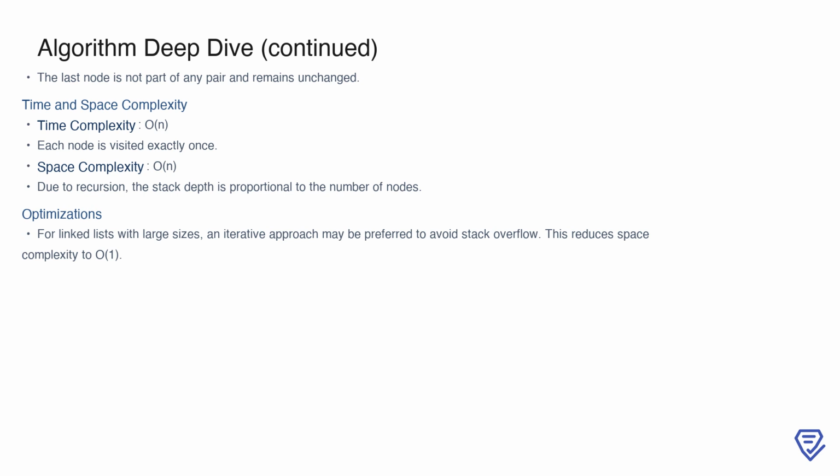While this is acceptable for small to medium-sized lists, it can become problematic for very large lists, where stack overflow might occur. For such cases, an iterative approach could be a better alternative, as it avoids recursion and reduces the space complexity to O(1). By using a loop and manually managing the node pointers, we can achieve the same results while being more memory efficient. Thus, while recursion offers simplicity and elegance, it's important to consider the trade-offs and choose the appropriate approach based on the input size and constraints.